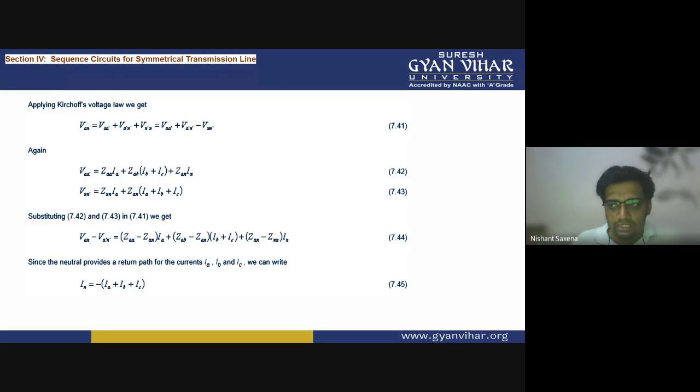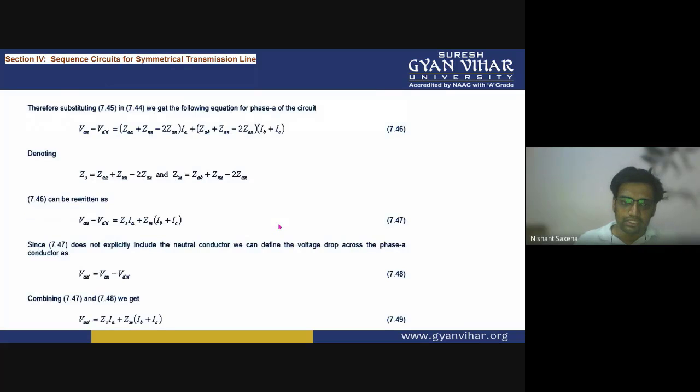Now, since the neutral provides a return path for the three phase currents IA, IB, IC, we can rewrite this equation such that IN is equal to minus IA plus IB plus IC. Now we will substitute this in 7.45 and we will get that VAN minus VA dash N dash is nothing but ZAA plus ZNN minus 2ZAN with the current of phase A, IA, and ZAB plus ZNN minus 2ZAN with the currents IB and IC.